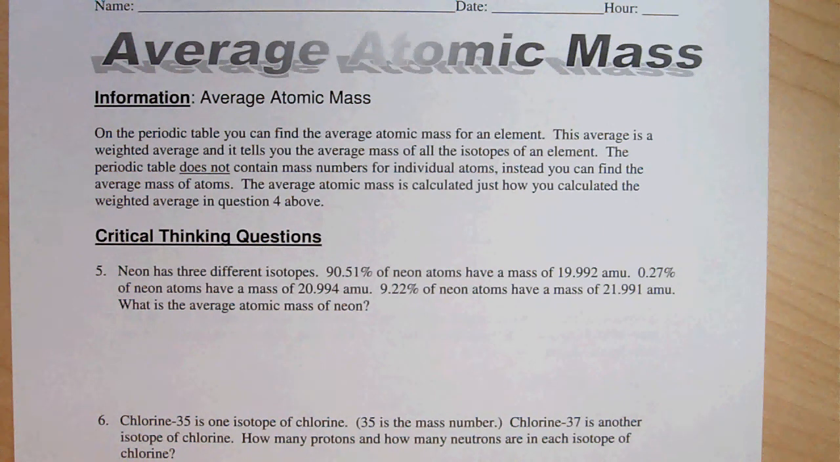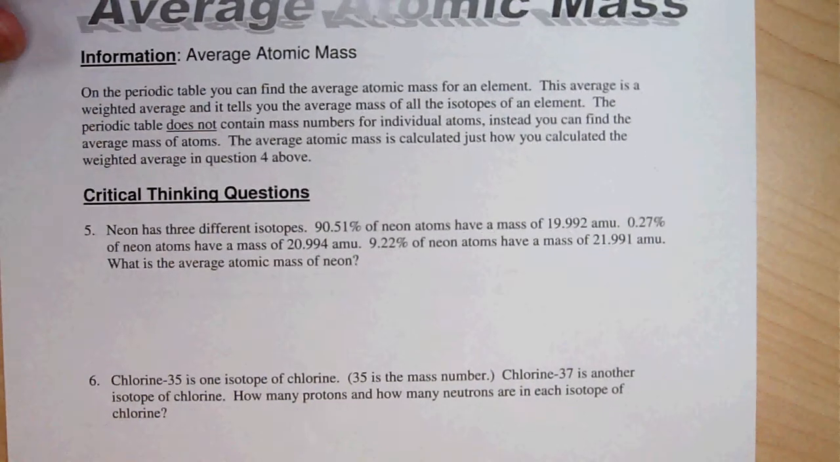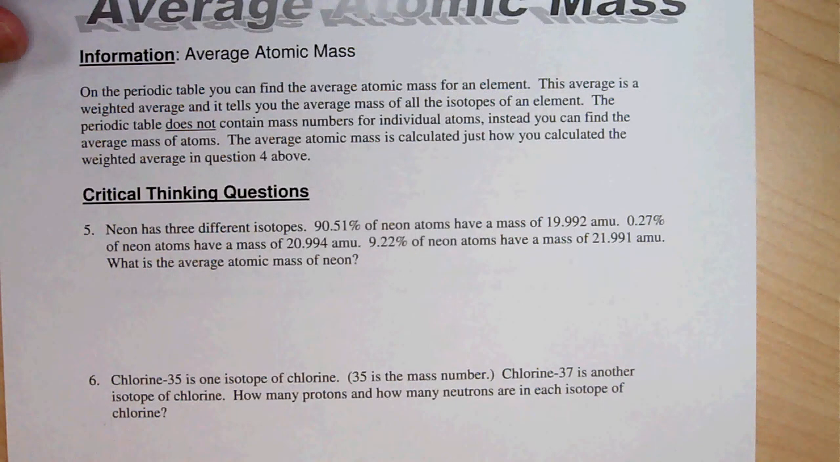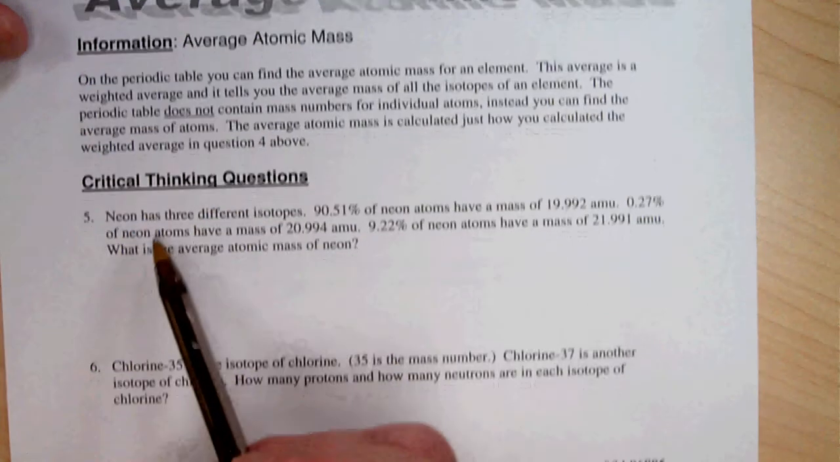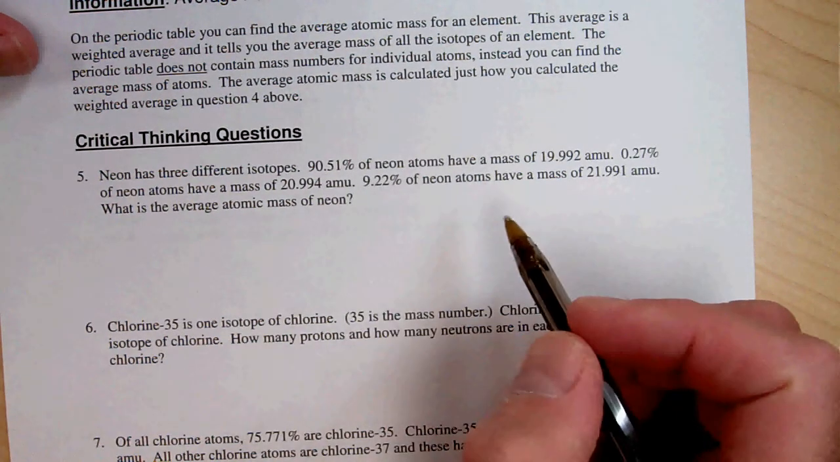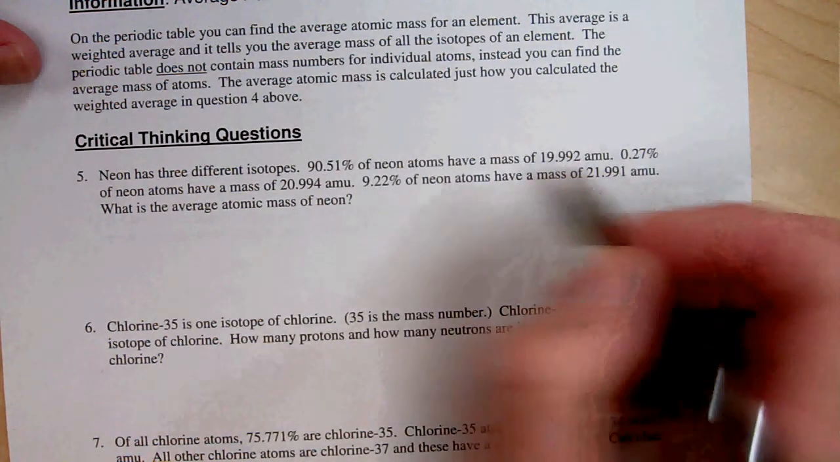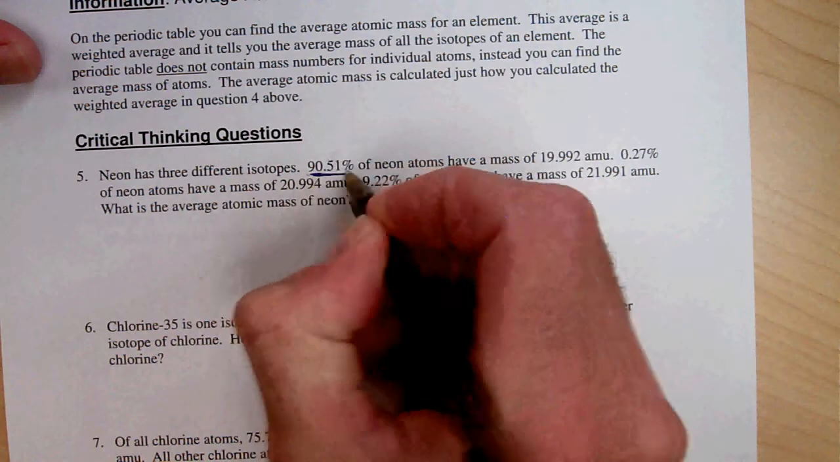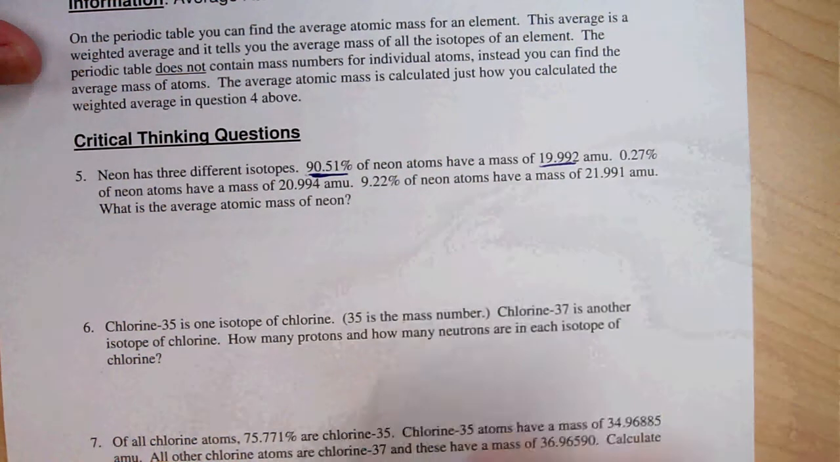Okay, ladies and gentlemen, we're going to start off today taking a look at Chemquest 9 here. Our first problem: neon has three different isotopes. 90.51% of neon has atoms that have a mass of 19.992. So that tells you these two numbers go together.